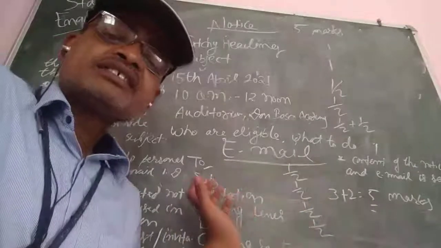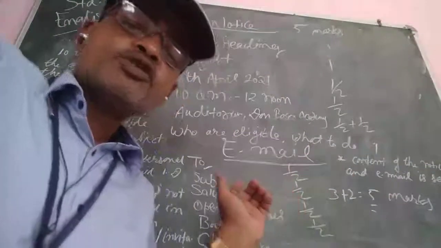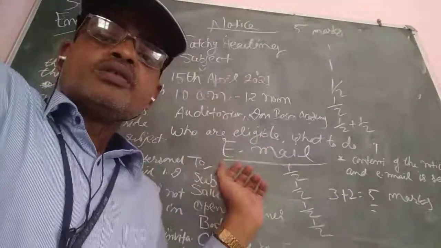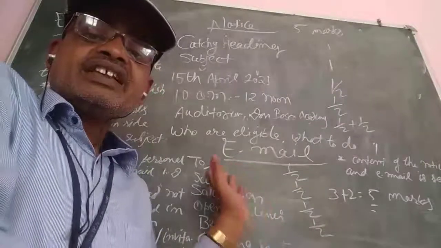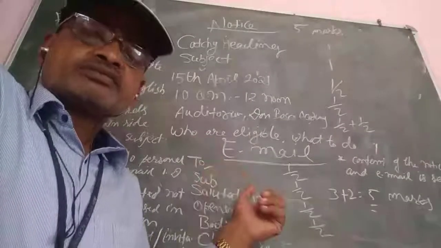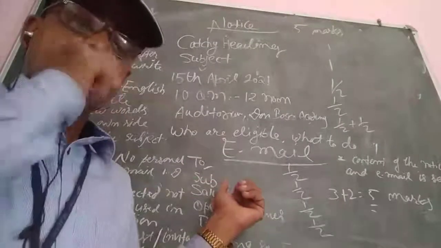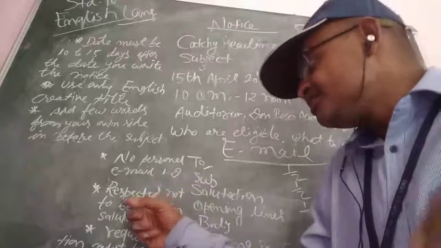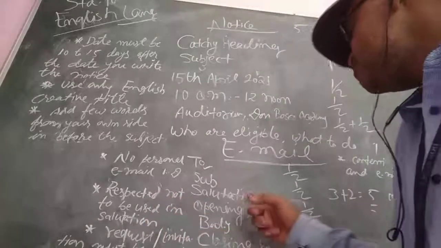Then subject. In the subject, please write the first letter of each word in capital. Suppose you are inviting someone to come as a chief guest, then you write: Invitation to Come as Chief Guest in Don Bosco Silver Jubilee Inter-School Debate Competition. Okay, subject. Then in salutation, please be careful. You are not to use respected. Clear? Don't use respected sir or respected madam. Just use dear sir or dear madam. Clear? This also carries half marks.